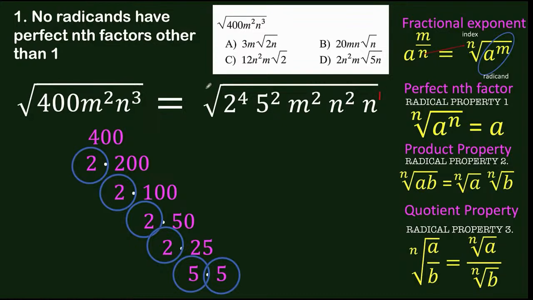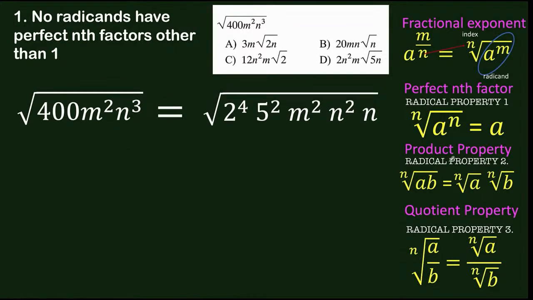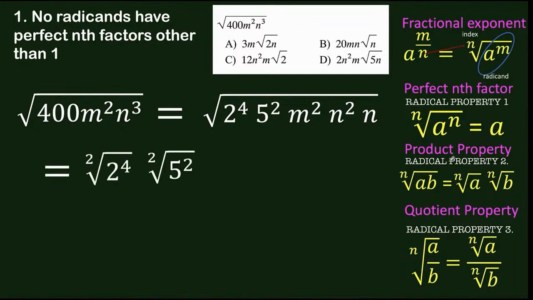What's the reason? Take note that the index of the radical here is 2. So we want all these exponents of the numbers in the radicand to be divisible by the index of the radical. Since 3 is not divisible by 2, we split this as exponent 2 and exponent 1 because this n squared has an exponent that is divisible by 2. So to simplify this, we apply the product property, so we can write this as 5 separate radicals, each one corresponding to each of the factors in the radicand.